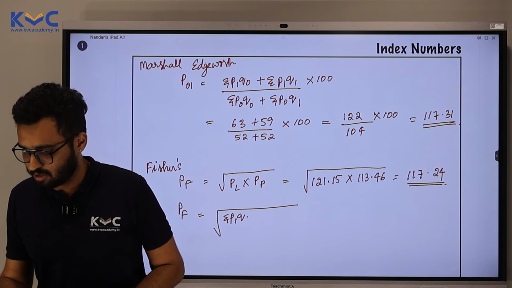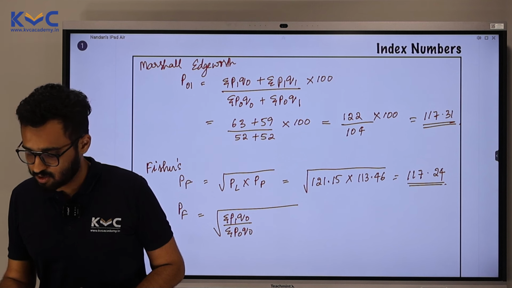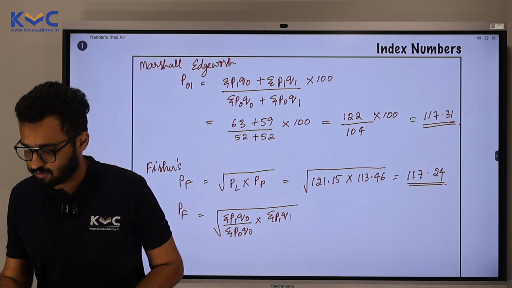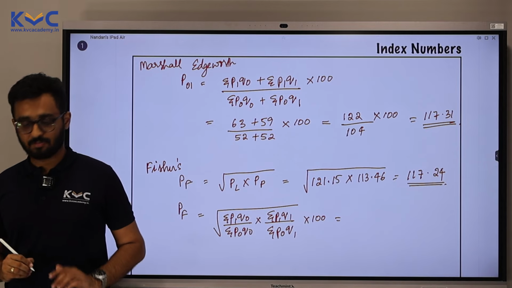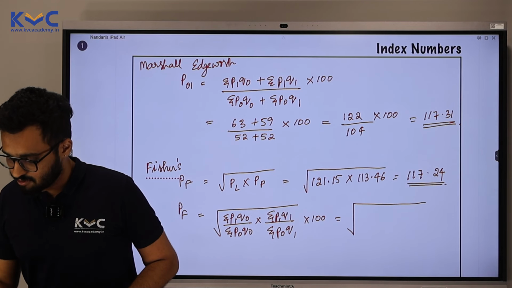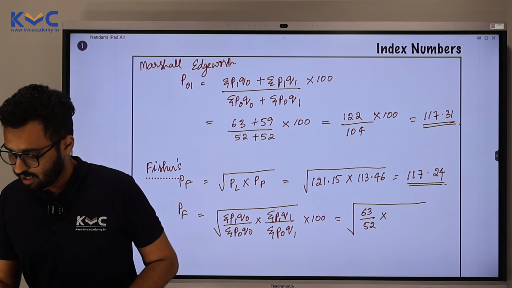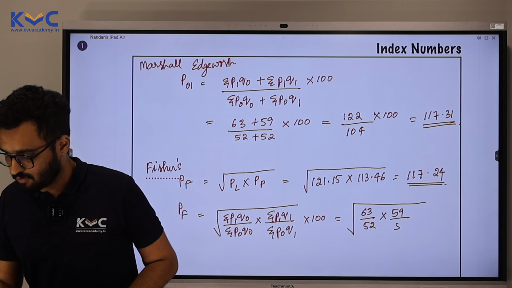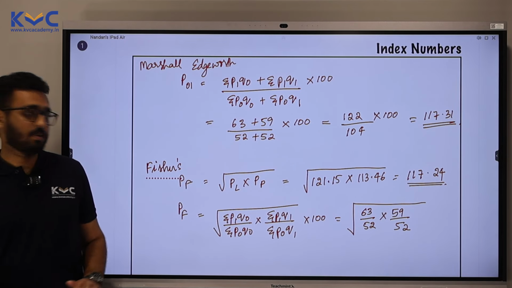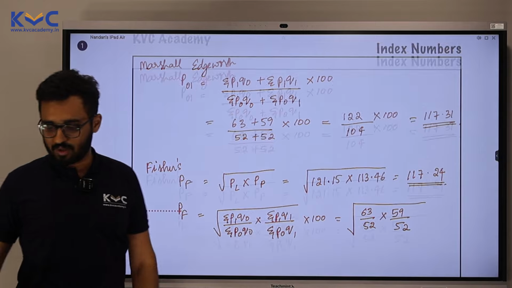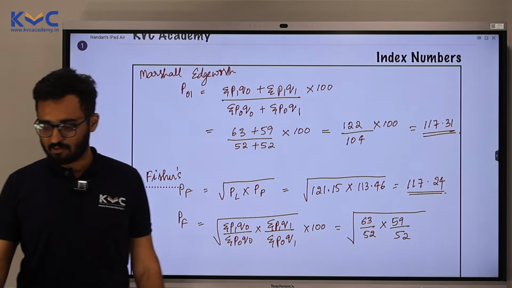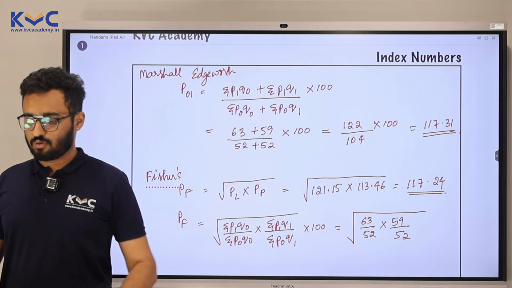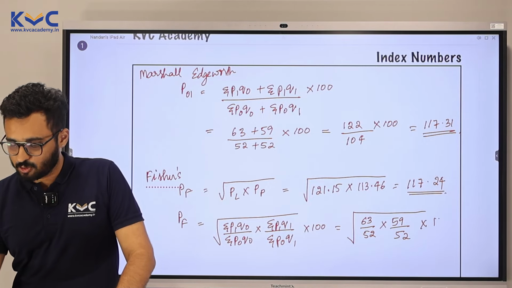So summation P1 Q0 divided by summation P0 Q0 into summation P1 Q1 divided by summation P0 Q1. The entire thing into 100. Correct? So in the square root I'll have 63 divided by 52 into 59 divided by 52. I hope you are catching up with me about where I am getting the values from. All from the first table itself, and the same numbers we are using at various places. So I'm just referring this and writing it here. So 63 divided by 52 into 59 divided by 52 into 100.